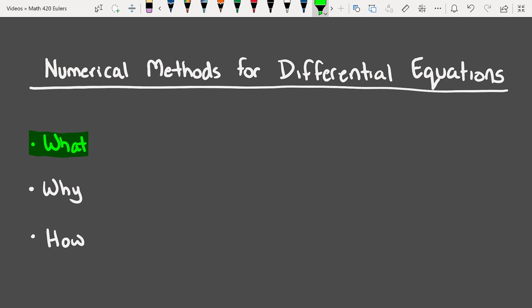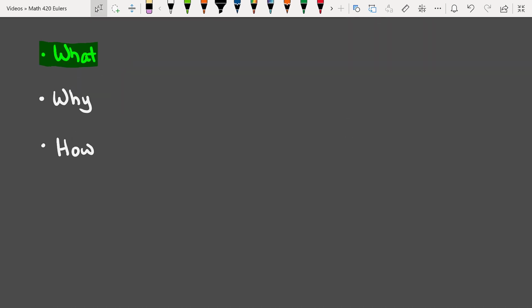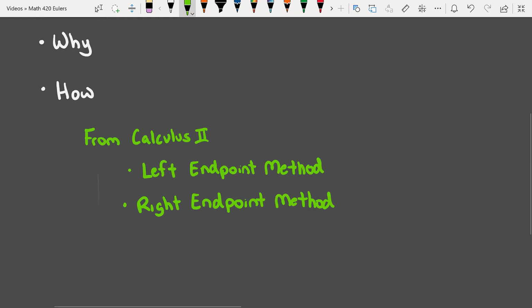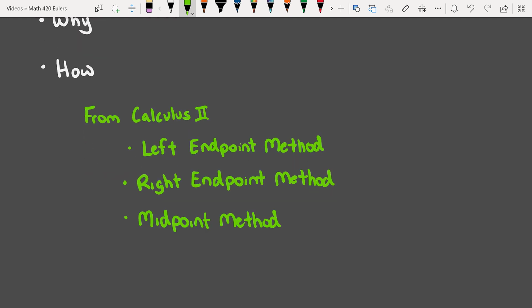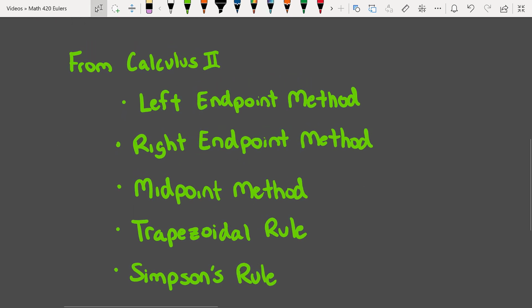If you're in differential equations, you've already gone through Calc 2. And in Calc 2, you learned numerical integration techniques that had names like the left endpoint method, the right endpoint method, the midpoint method, the trapezoid method or trapezoidal rule, and then the ever elusive Simpson's rule. To be honest with you, you actually learned at least the first two methods in Calc 1, and then you learn the rest in Calc 2. Sometimes you learn the midpoint method in Calc 1 as well. So it just depends on who your instructor was and if they covered that material.